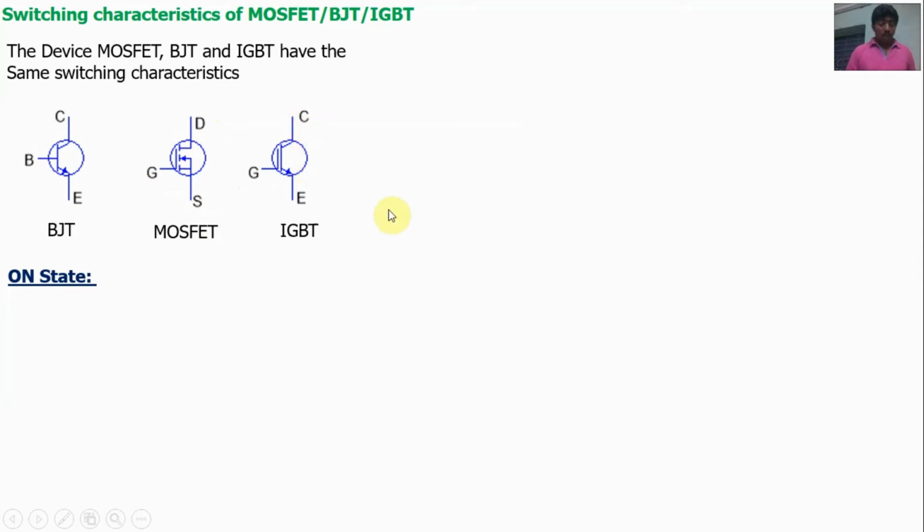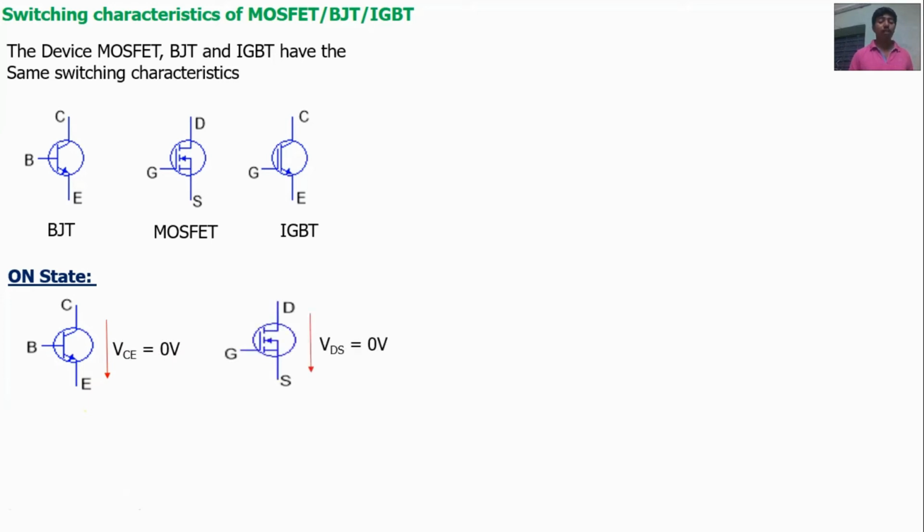In the on state, the current flows from collector to emitter and it acts as a short circuit, so VCE is equal to 0 volts. Similarly for MOSFET, current always flows from drain to source because the collector to emitter voltage is positive. Reverse current flow, from emitter to collector or source to drain, is not possible. In the BJT, the reverse active region is theoretically possible, but practically not applicable.